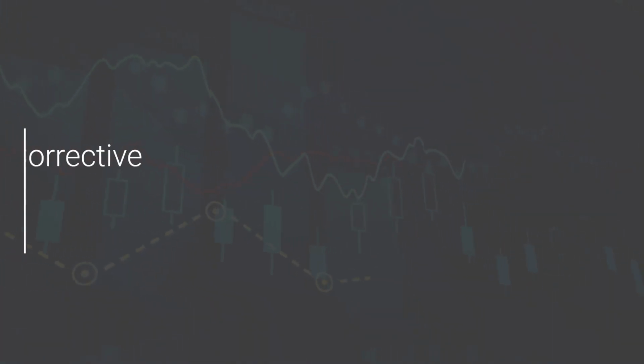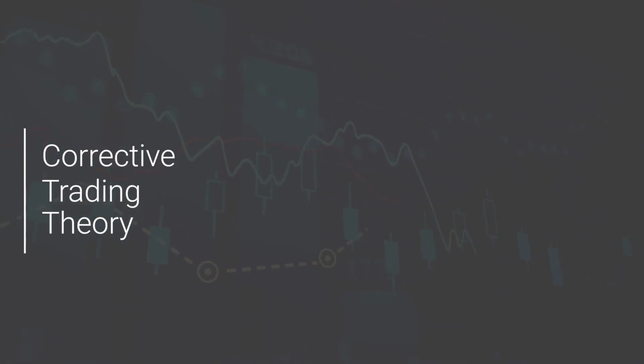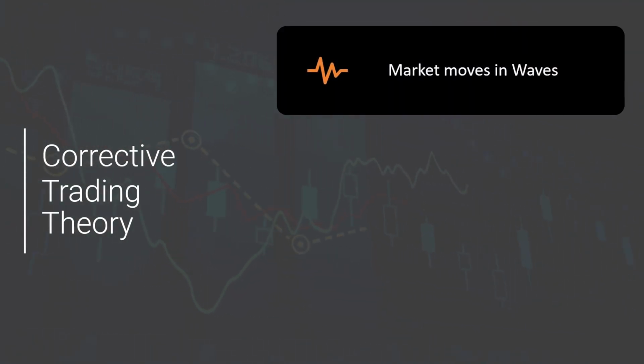So you might have seen me talk about this before, but one of the key things that we need to understand with any market is that the market first of all moves in waves, right? The market moves in waves. It doesn't move in a straight line. It doesn't move sideways. It is always moving in waves. That's a very important thing.